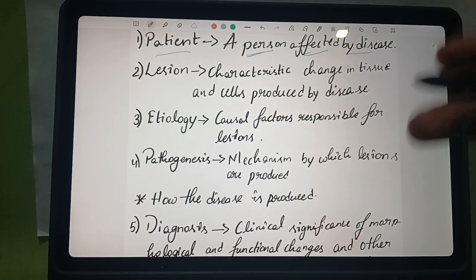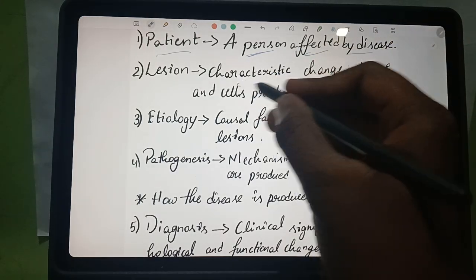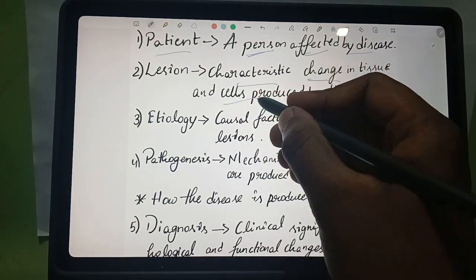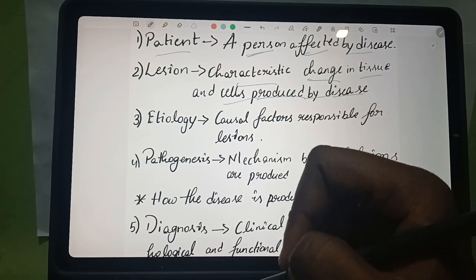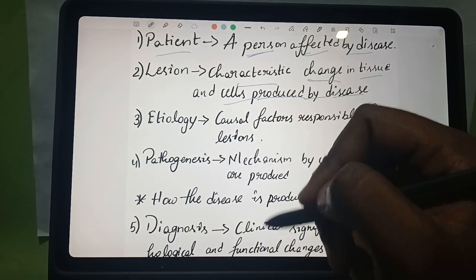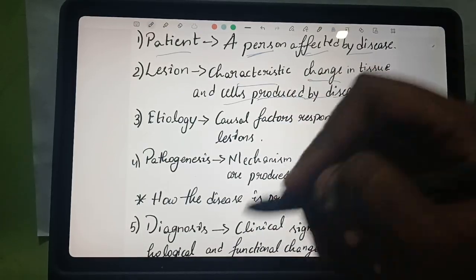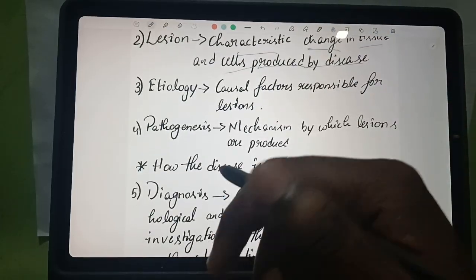Lesion: a characteristic change in tissue and cells produced by disease. It is a change in the cells. Lesion means what? It's a change in the cells produced by disease. It's called a lesion.